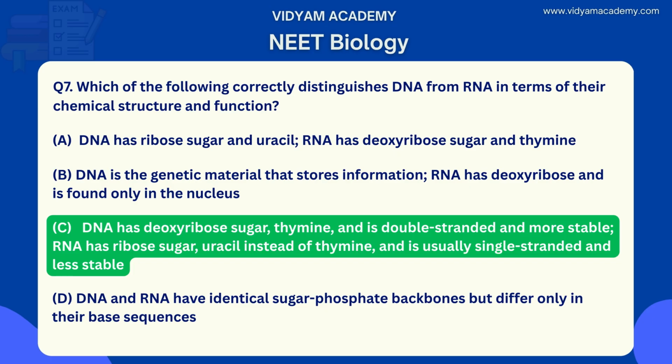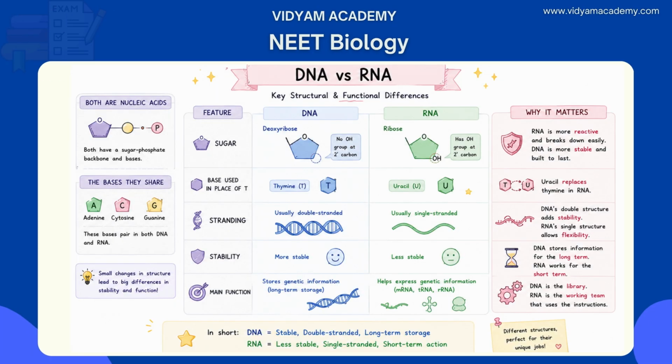Let's see the detailed explanation here. DNA and RNA differ in 3 key structural ways. First, the sugar. DNA contains 2-deoxyribose, no OH at the 2 carbon, while RNA contains ribose, which has OH at the 2 carbon. This makes RNA more reactive and less chemically stable than DNA. Second, the bases. DNA uses thymine, T, while RNA uses uracil, U, in place of thymine. Both pair with adenine, but uracil lacks the methyl group that thymine has.